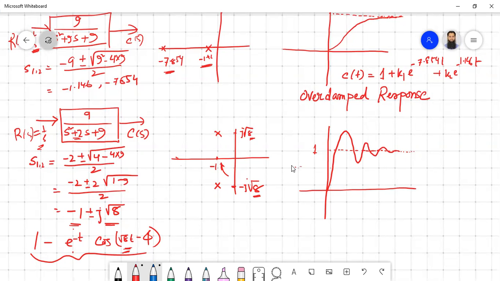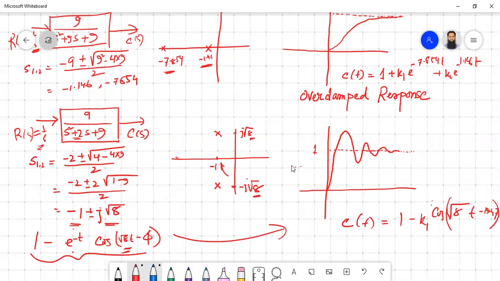Is it okay? So the response we already calculated, this is what will be your c(t). c(t) will have a pattern like 1 minus some coefficient K, which you have to figure out from the partial fraction expansion. The book says it should be 1.06, so whatever it is, you just put that value, then you have cos(root 8 t minus 19.47). We're not that interested in these magnitudes, but we're just trying to relate how the pole location is related to the system's response.